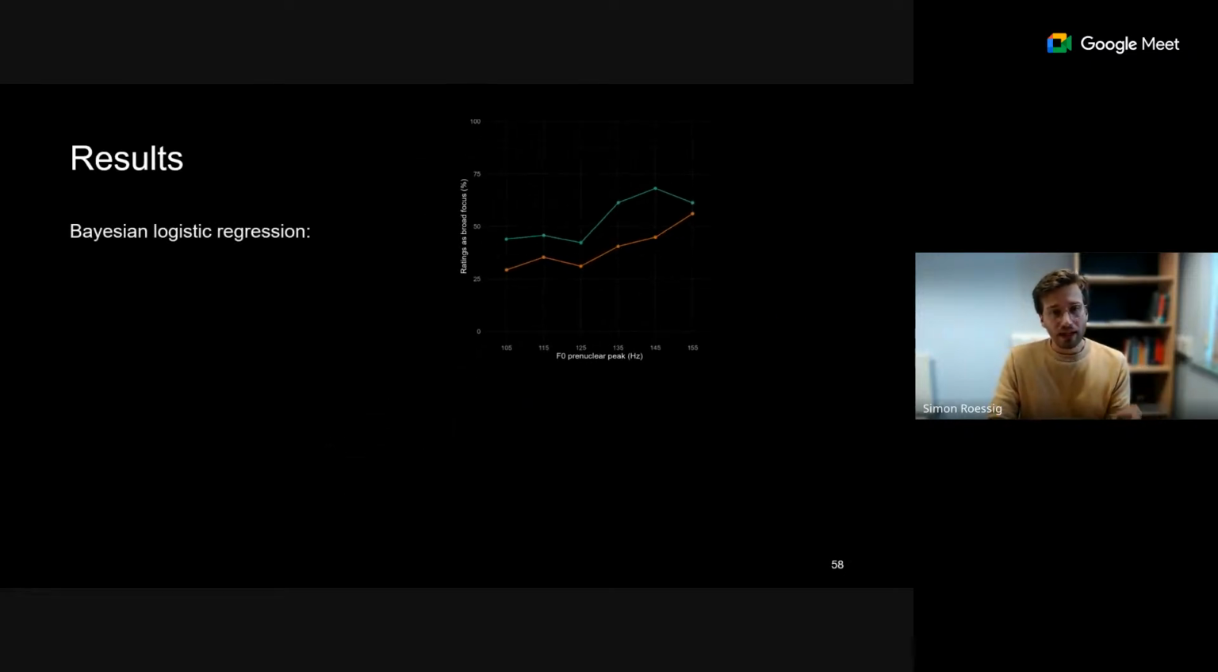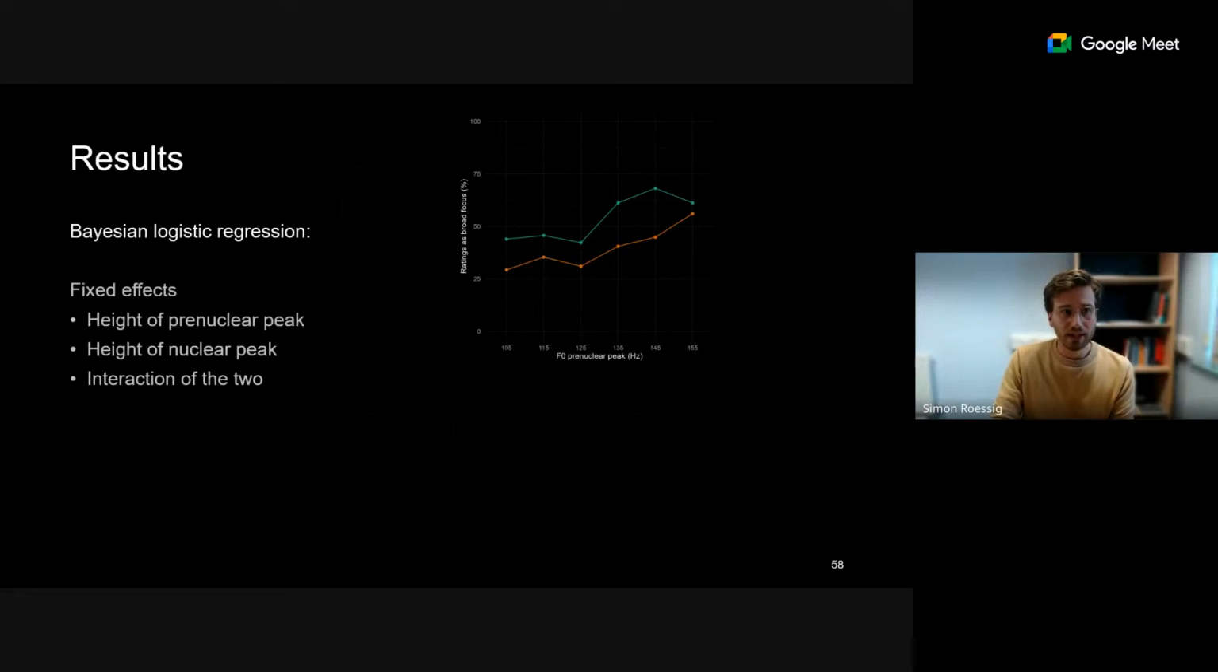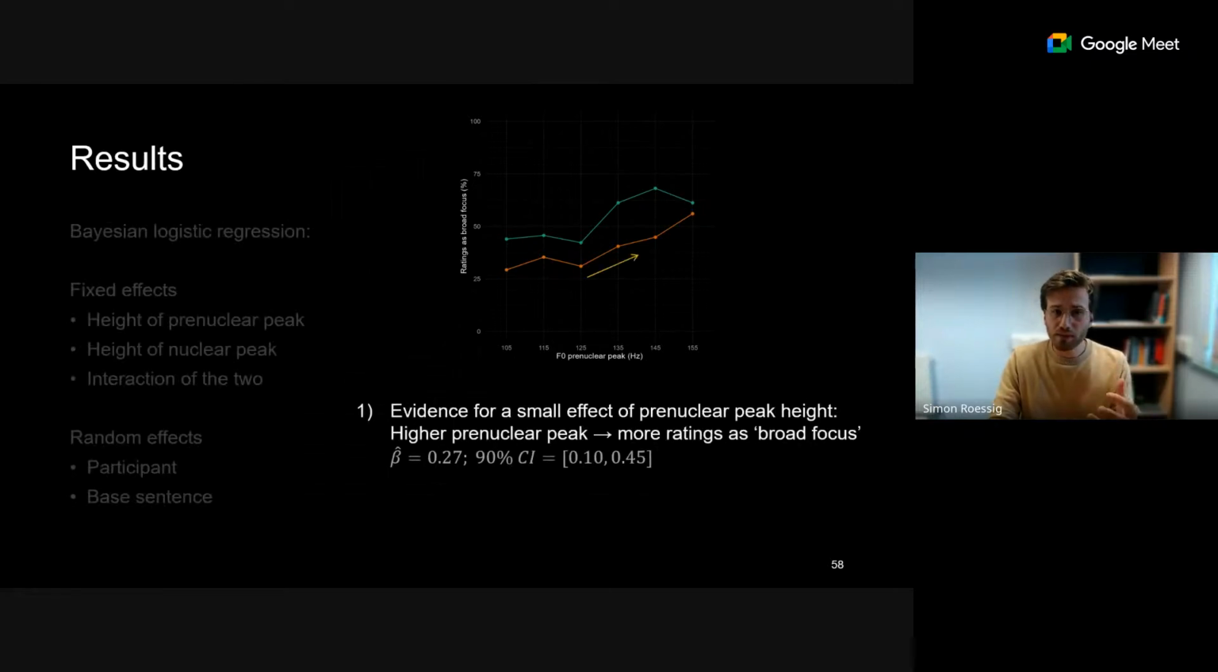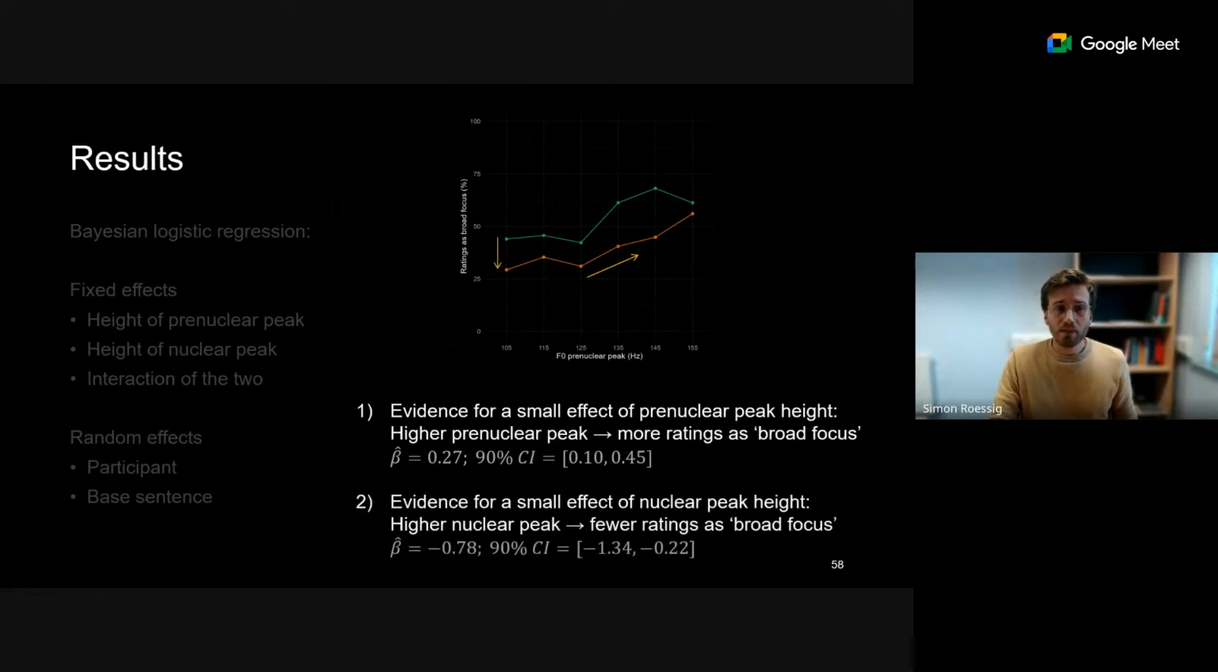I modeled the data using a Bayesian logistic regression model, where fixed effects were the height of the prenuclear peak, the height of the nuclear peak, and the interaction of the two. And then the random effects are for participant and base sentence. And the model results provide evidence for a small effect of prenuclear peak height. So higher prenuclear peaks lead to more ratings as broad focus. And the model also provides evidence for a small effect of nuclear peak height. A higher nuclear peak leads to fewer ratings as broad focus.